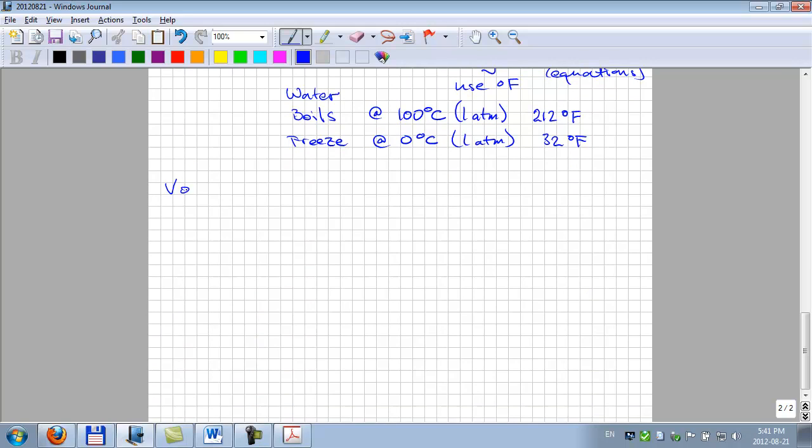We've got volume. And we've got capital V. That's a big V. Let's make it bigger. Capital V is volume. The SI unit, cubic meters. The metric unit, do you remember what that is? That's cubic centimeters, or sometimes they just write it cc.